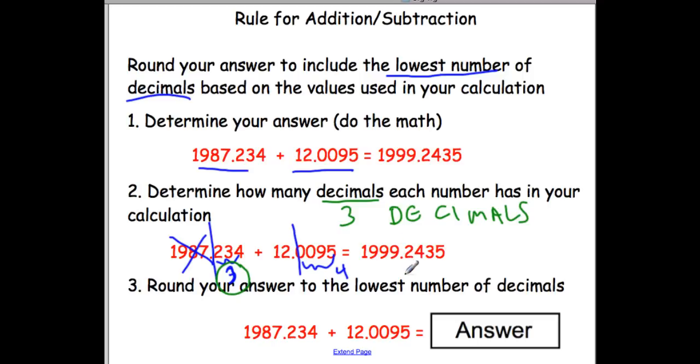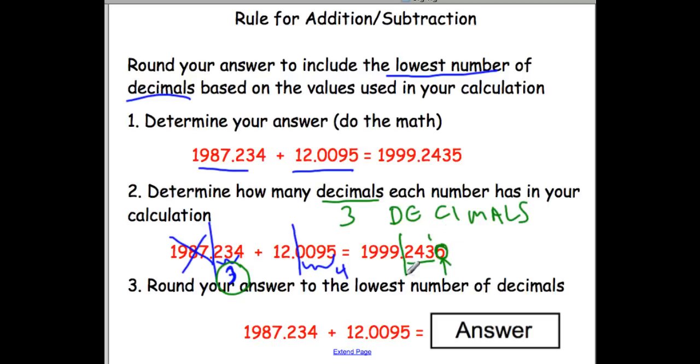So now let's take a look at how I would round this out, okay? Again, I'm only worried about the decimal, so I'm drawing the line right here. I'm going to have 3 decimals, so that's what I want to have. I'm not worried about the left side. I'm only worried about the decimals when I'm doing addition and subtraction, because those are the measured precision values that we have. I'm going to look at the number to the right of the third one. It's a 5, so I'm going to have to round up.